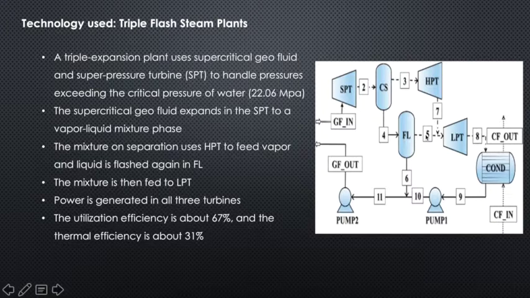The mixture of the exhaust from 7 and from the HPT and the vapor 5 from the FL are then fed to the LPT. The condensed geofluid 9 is pressurized to the same pressure as liquid 6 from the FL and then re-injected into the underground reservoir. This way, power is generated in all three turbines.